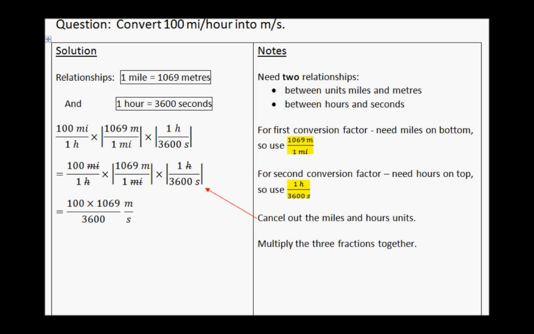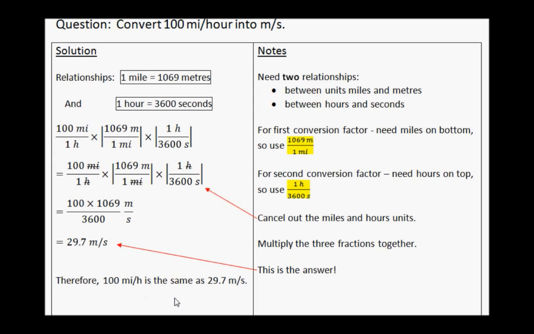100 times 1,069 divided by 3,600 gives 29.69, which I just round up to 29.7. And instead of writing meters over seconds, I'll just write meters per second in the usual way with a slash. And that's the answer. So now I'll just put in my final statement, which relates back to what the question was in the first place. We started out with 100 miles per hour and wanted to change it to meters per second and found out that 100 miles per hour is the same thing as 29.7 meters per second.